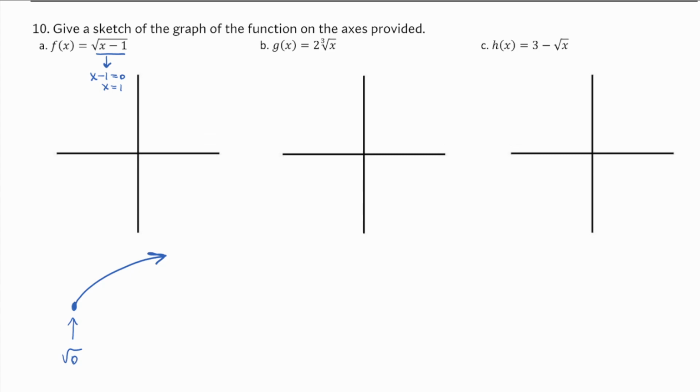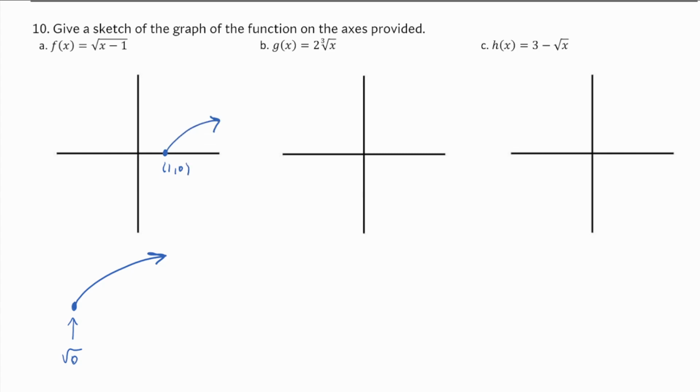And the y-coordinate would be f of 1, which, if I plugged in f of 1 right here, would be the square root of 1 minus 1, which is 0. That was the whole point. I don't have anything added onto the outside, so the vertex would be over here at what I might call 1, 0. Okay. And then it's going to go over here.